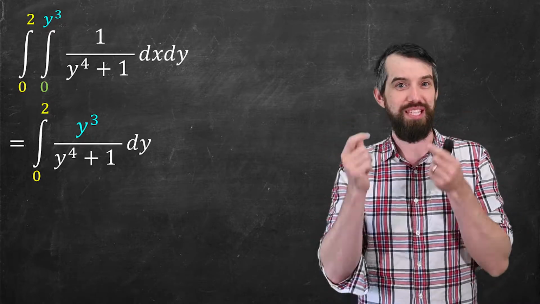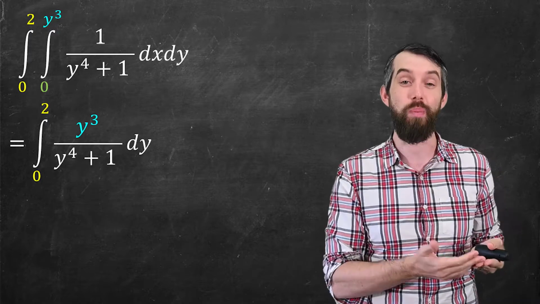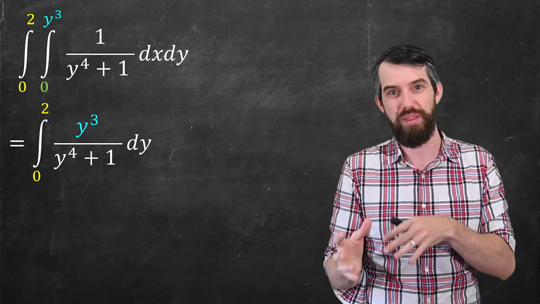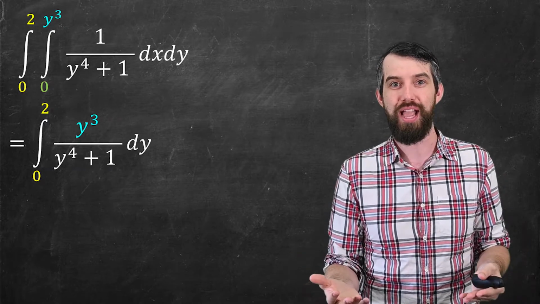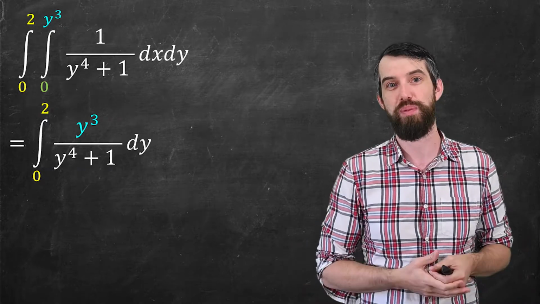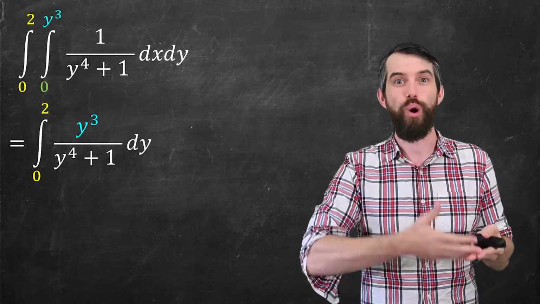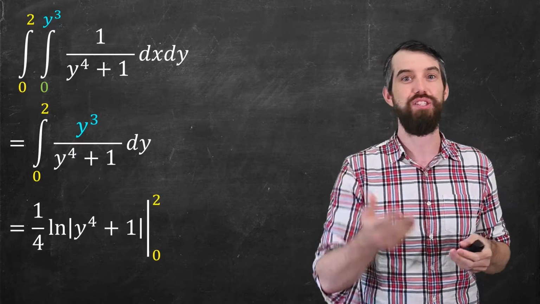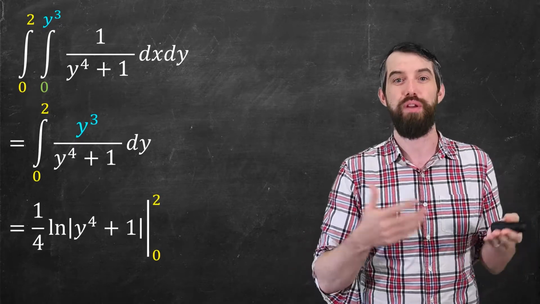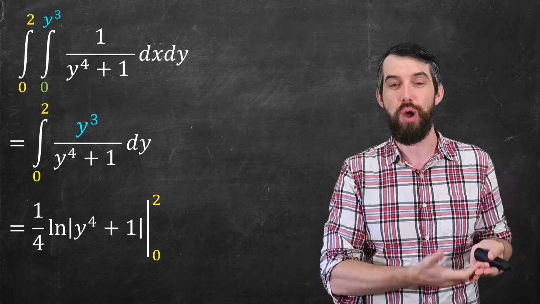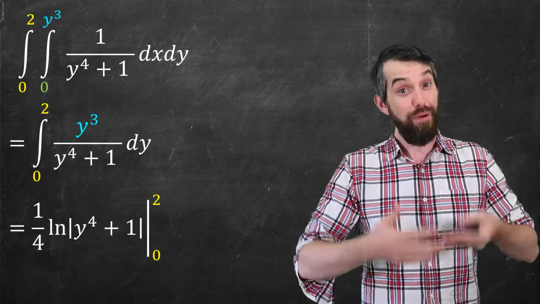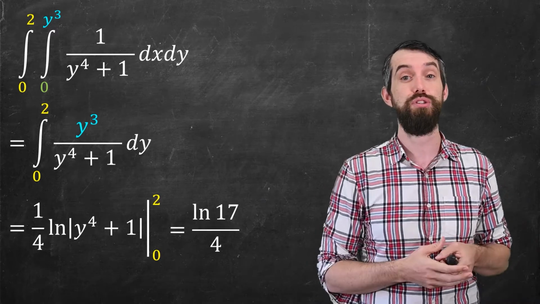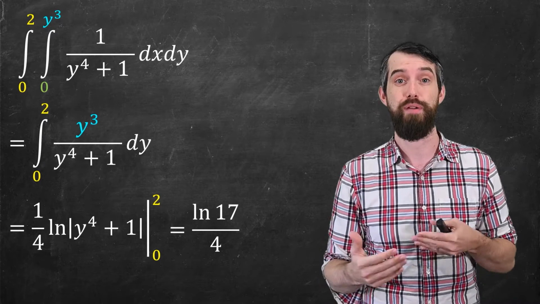And now this integral with respect to y that I've gotten is now doable. Now I've got a y cubed on the top. And that was the thing we didn't have before. We didn't have this y cubed in the integrand. Because now I can just do u substitution. I can just say u is the denominator, y to the 4th plus 1. So du is 4y cubed dy. And I have that y cubed there. So what do I get? This is just going to be 1/4 of the logarithm of the denominator. So in other words, 1/4 of the logarithm of y to the 4th plus 1. I'm evaluating it between the endpoints of y equal to 0 and y equal to 2. When you plug in those numbers, you just get the logarithm of 17 divided by 4.